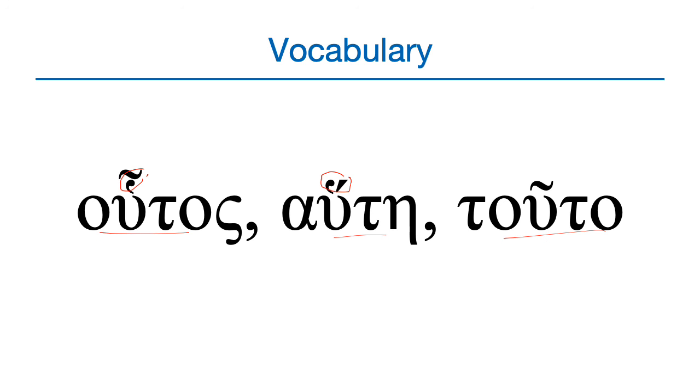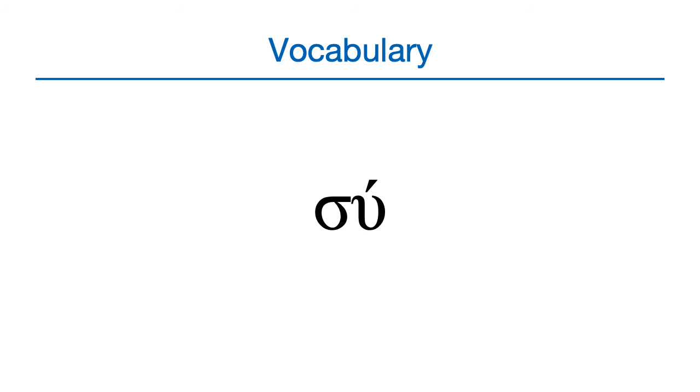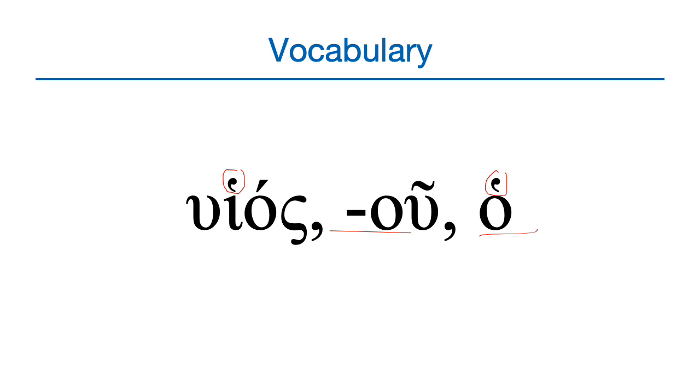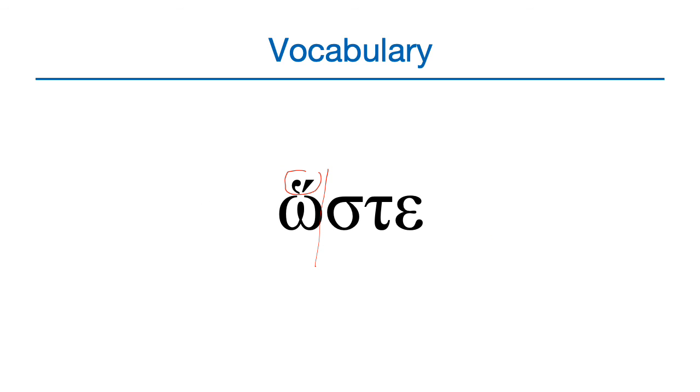Houtos, haute, touto. This is the word for this. This is masculine, this, feminine, this, touto, this in the neuter. Su means you. Huios means son. You see the rough breathing? Huios, with the article, means it is masculine. Hoste means that or so that.